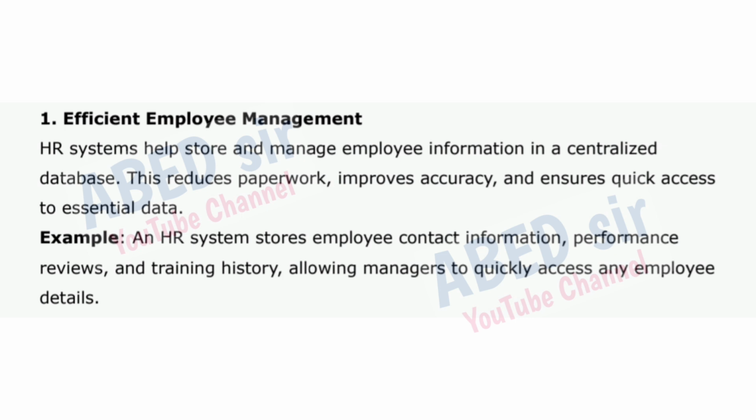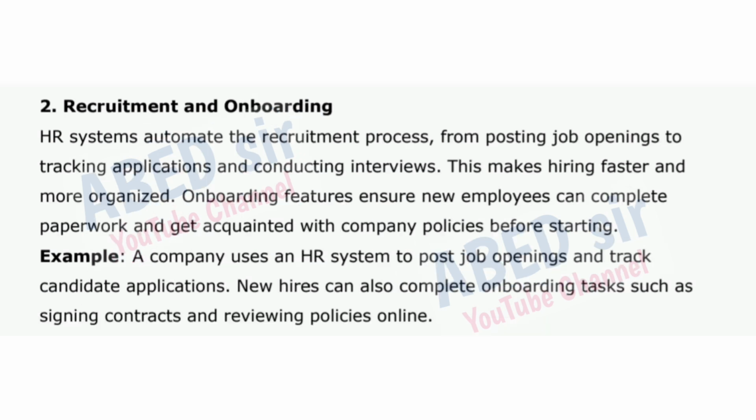1. Efficient employee management. HR systems help store and manage employee information in a centralized database. This reduces paperwork, improves accuracy, and ensures quick access to essential data. Example: an HR system stores employee contact information, performance reviews, and training history, allowing managers to quickly access any employee details. 2. Recruitment and onboarding.